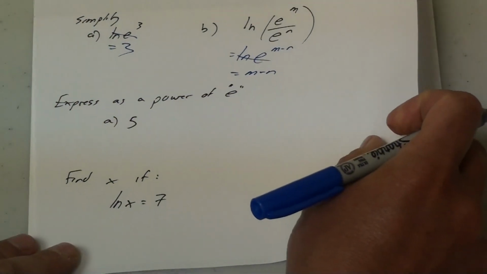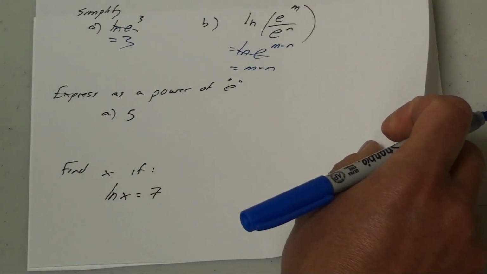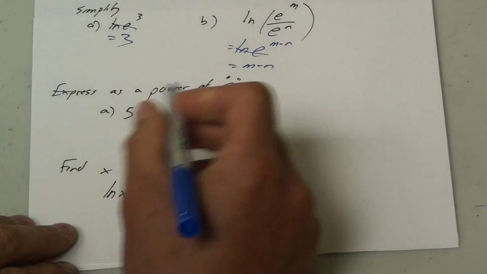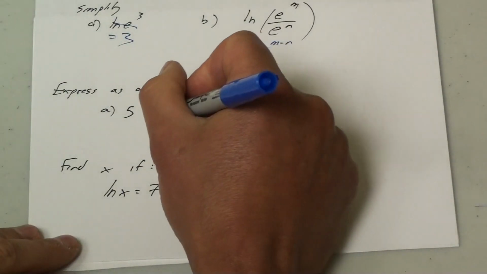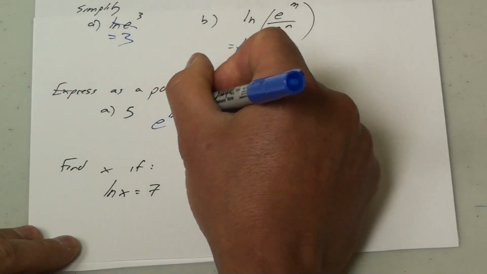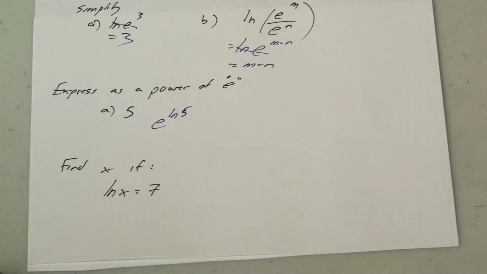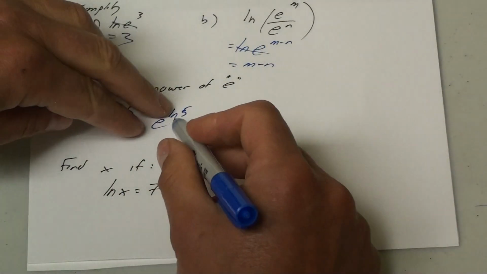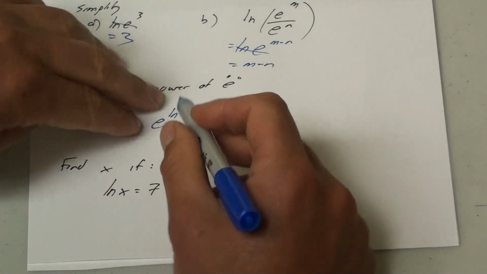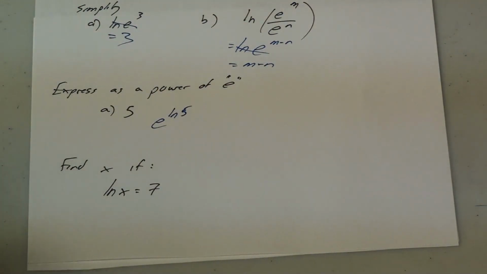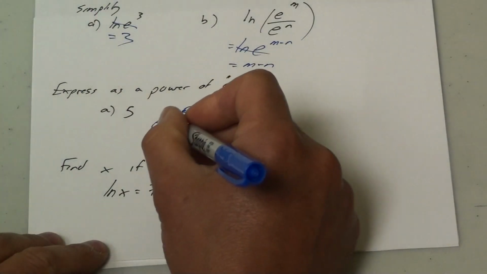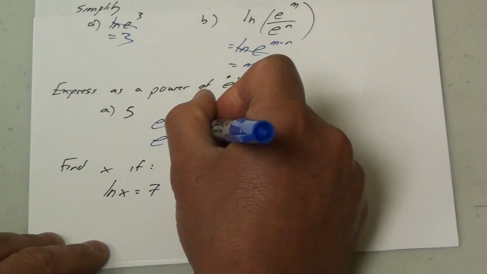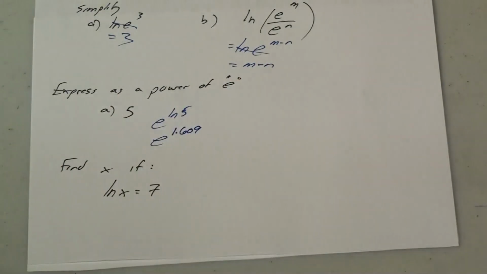Express 5 as a power of e. So 5 equals something. So I have e to the natural log 5. The e and natural log cancel each other out, so really it's just like a 5, but here I'm replacing it with e to the natural log 5. Now I can put natural log 5 in the calculator. It gives me 1.609, so really e to the 1.609 is the number 5.